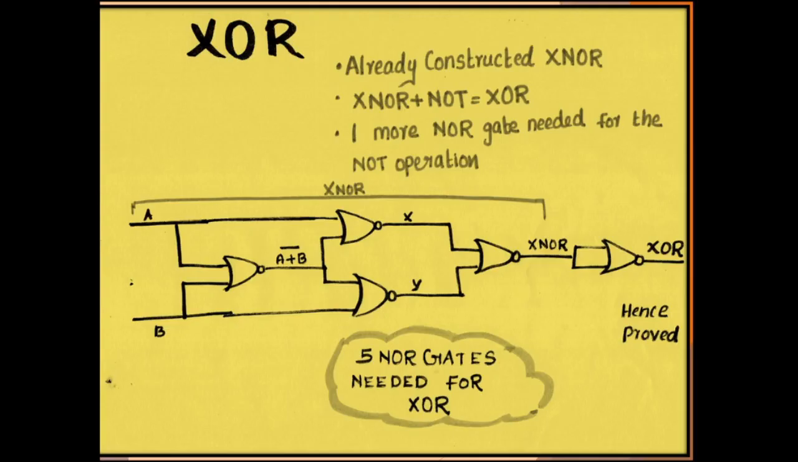Last, XOR gate. We have already built XNOR. So you just need to invert XNOR. This part is XNOR. By adding one more NOR gate to invert the XNOR operation, we'll get XOR operation. With 5 NOR gates, we created XOR equivalent circuit.